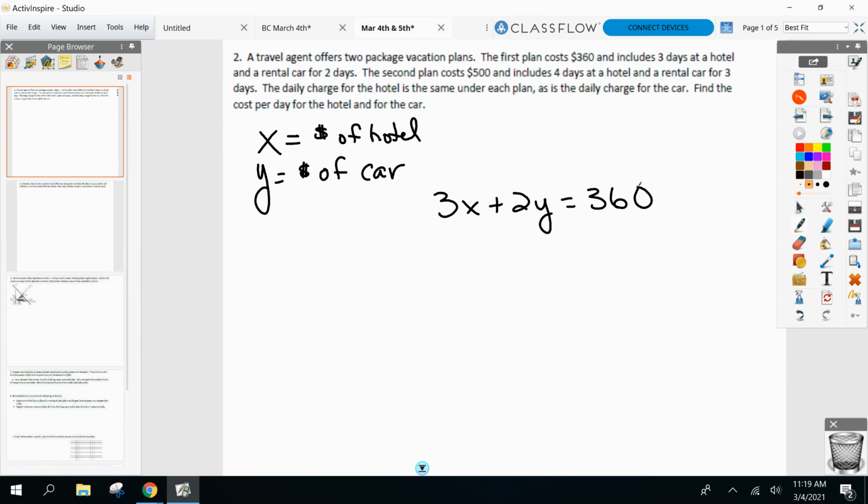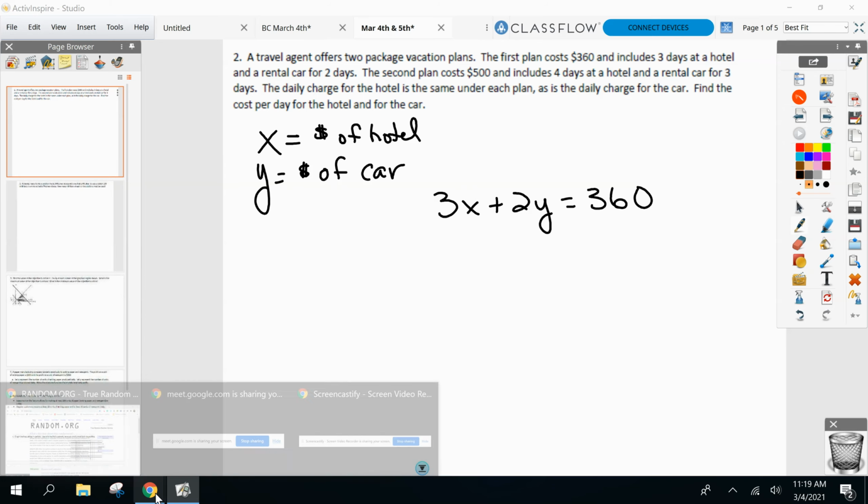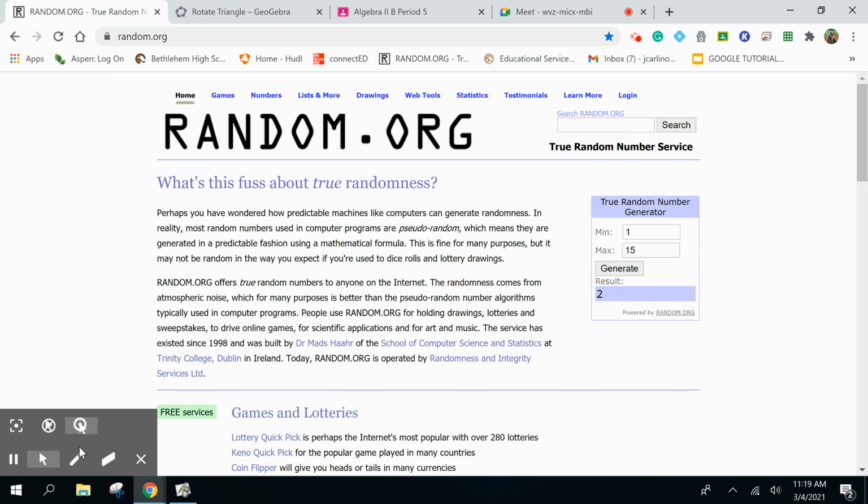It's always a joy with you, Isaiah. Always a joy. Appreciate it. Hey, anytime, man. All right, what about the second plan now? 500, 4 days at the hotel, 3 days at the rental car. If this comes up with 2 again, let me tell you. Whew, there we go. Mason, can you save us?